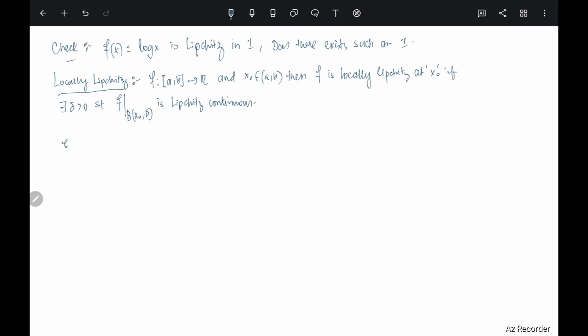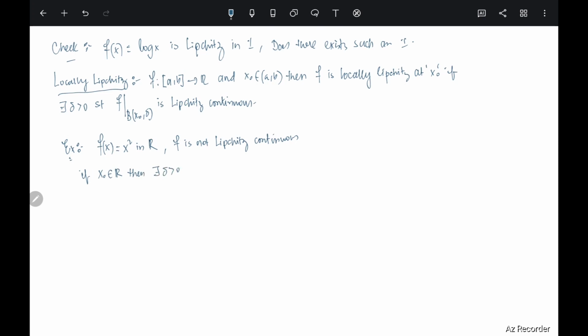Okay, so for example, let's look at an example here. You see, f(x) equals x squared, if you look at it in R, then we saw that f is not Lipschitz continuous. But you can see that if you start with the x naught in R, then you can of course choose a delta, then there exists a delta greater than 0.